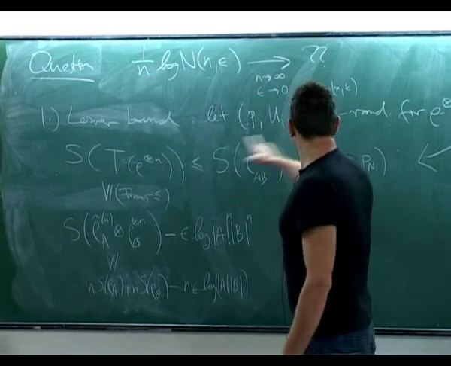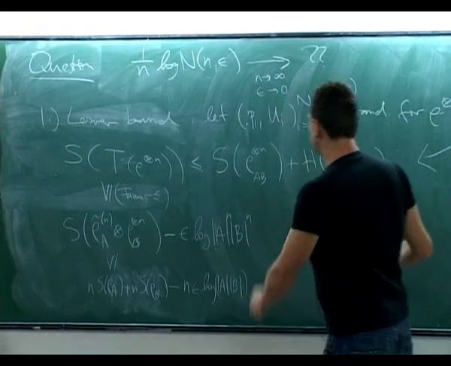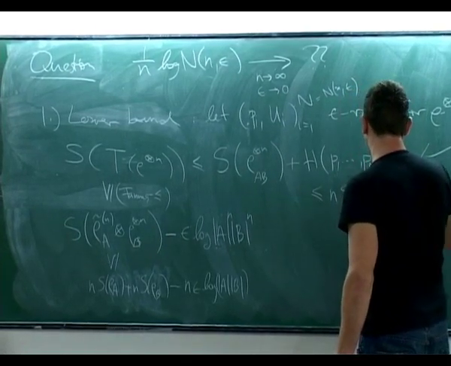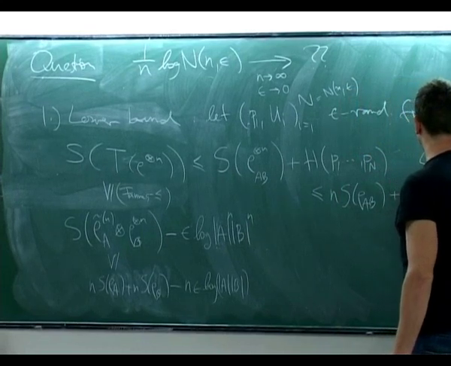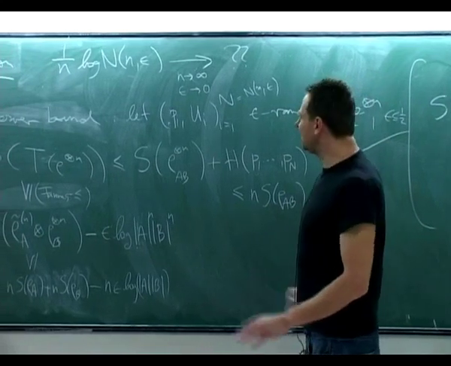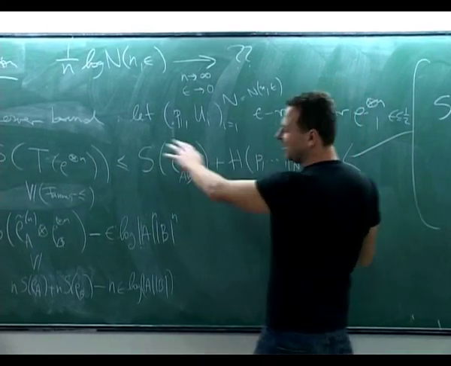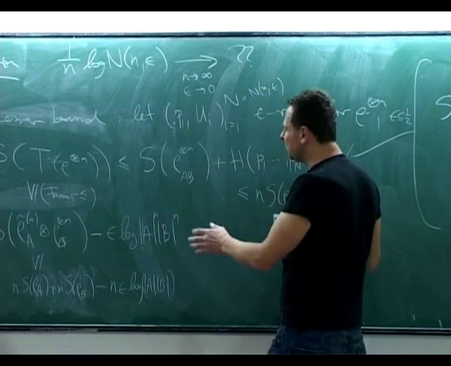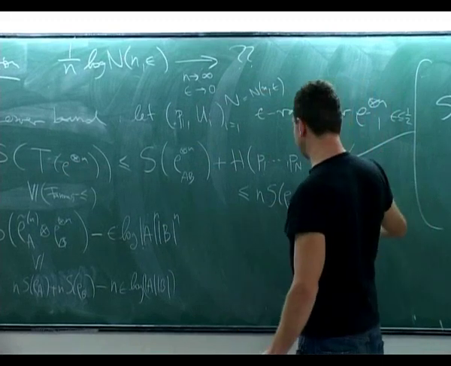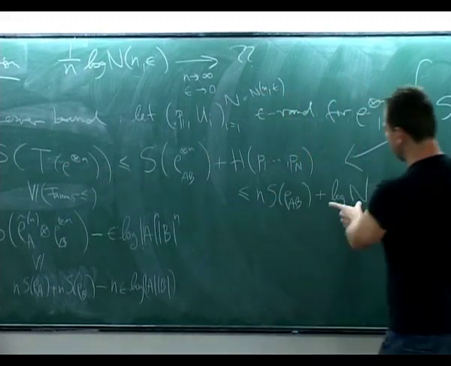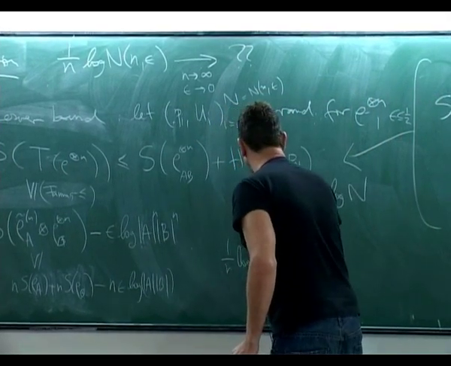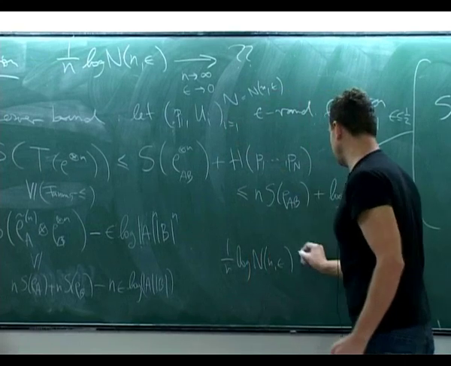Okay, so what is this here? So this is less than or equal to, well, now again, here we have a tensor product, so we have n times s of rho ab, and here we can put log n. Right? And so this is typical information theoretical reasoning. You just string everything together, you try to replace all your combinatorial objects by some entropies, or bound them at least. So reading this from the right, we have a lower bound on log n. So 1 over n log n of n epsilon, because I choose optimally, is larger or equal.